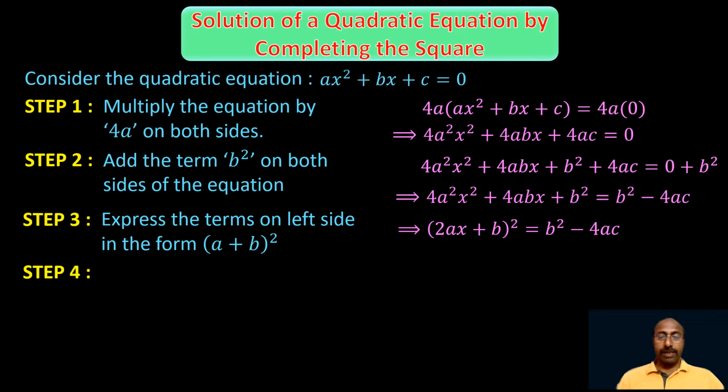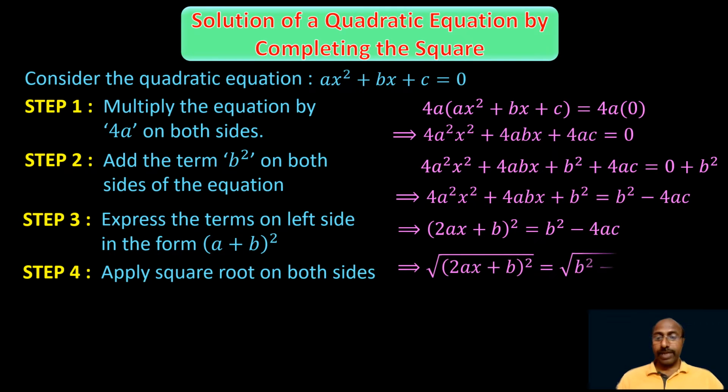And in step 4, apply square root on both sides. By applying the square root on both sides, we get under root 2ax plus b whole square is equal to under root b square minus 4ac. From this equation, on the left side we can cancel square root and square, and on the right side we get plus or minus under root b square minus 4ac. So why do we get plus or minus? We know that the square root of a number is either positive or negative, that is root 9 is equal to plus 3 or minus 3, like that.